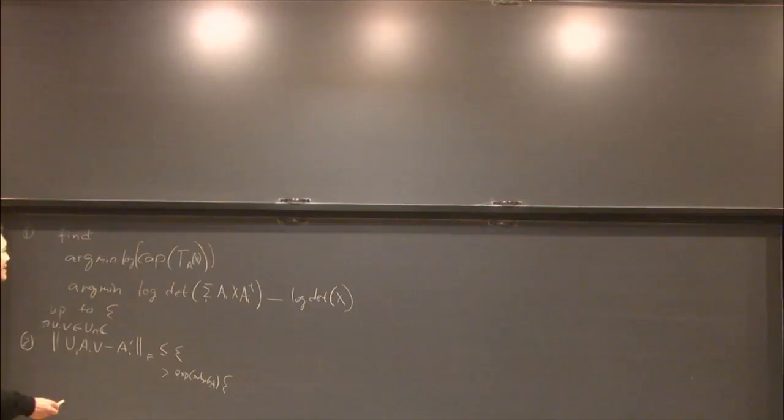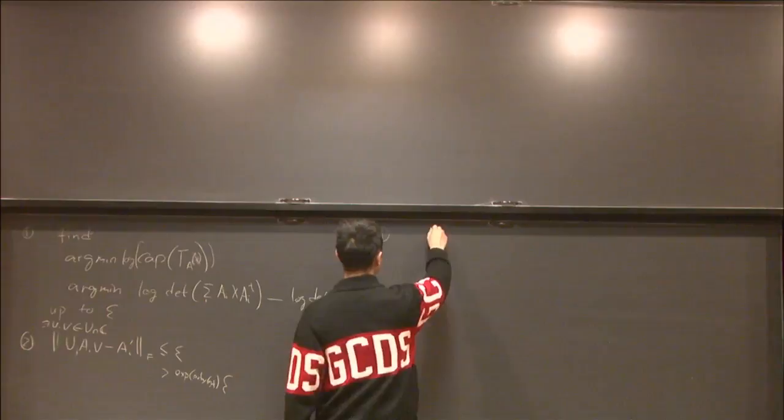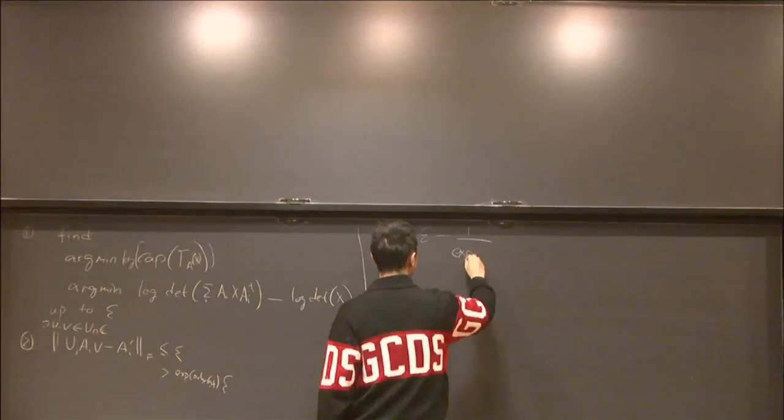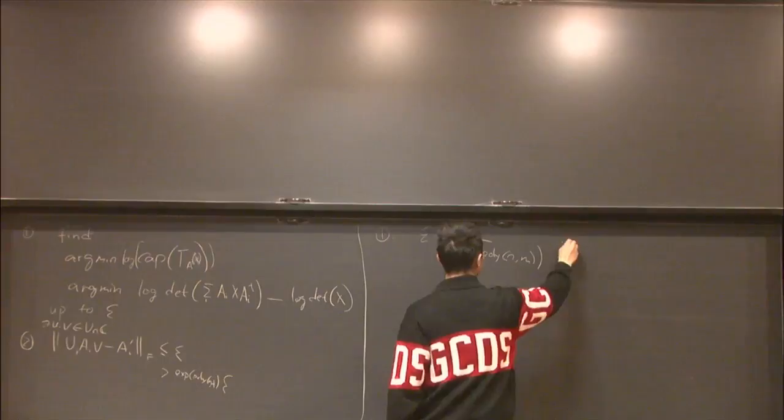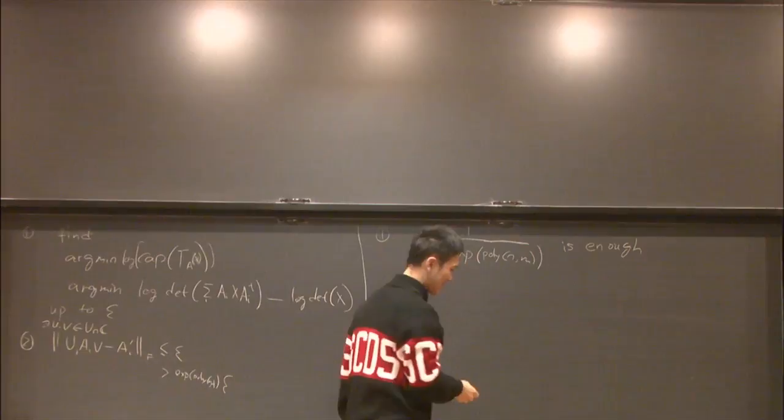yesterday I have already reduced solving these problems to just solving this optimization problem. And today I'm going to show the following lemmas. So first of all, I need to show that epsilon being 1 over exponential in some poly n and m is enough. Okay, so epsilon doesn't need to be double exponentially small, just single exponentially small is enough.